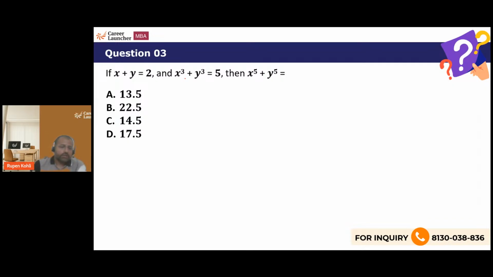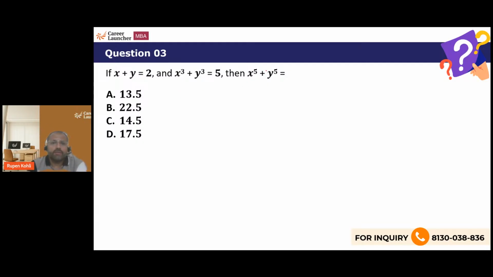All right. So in this one, obviously we cannot identify the numbers, right? Because x plus y is 2, so 1 plus 1 equals 2, right? But 1 cube plus 1 cube is not 5, it is 2 itself. So it's not possible to find the numbers because they are not whole numbers. So algebra will be required. All right. So look at the objective.